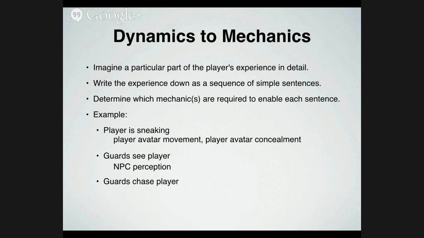And for the guards to be able to see the player, they have to be able to perceive. Non-player characters have to have some perception built into their AIs. And furthermore, to be able to chase the player, well, the player has to move, we've had that from before, and the NPCs have to be able to do path finding, they have to do path following, they have to do moving target pursuit effectively if the player is this moving target. And so those are examples of the mechanics that you would need to allow that player experience to occur.